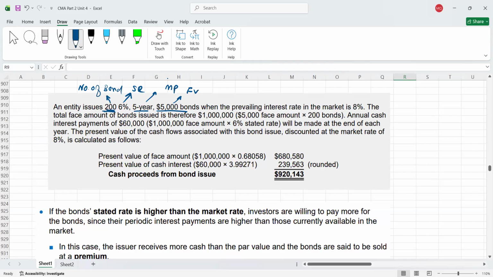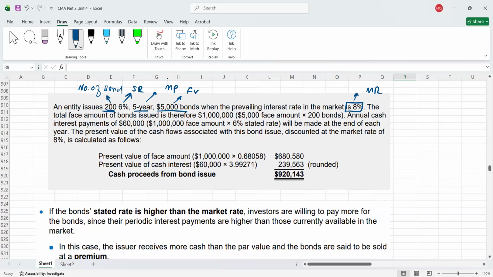Sometimes he may give you directly 1 million, which means it's a total value. But if he told you the number of bonds, then we will assume this is the face value per bond. When the prevailing interest rate in the market is 8%, okay, that's your market rate. Now, before moving further, I can solve the question here, because I have all the required things which I need to calculate the value of the bond.